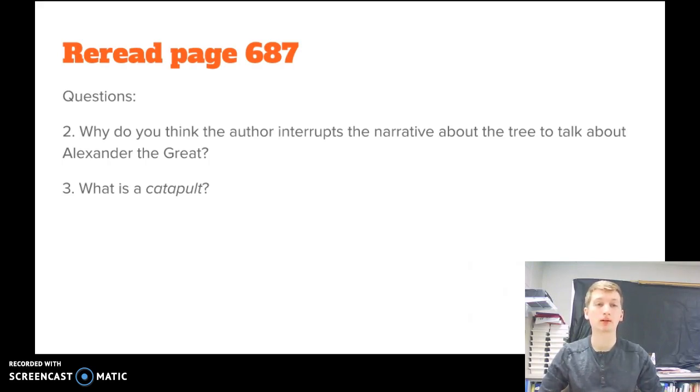And then number 3. What is a catapult? You may have to Google this and research a little bit, but please answer the following question. What is a catapult?